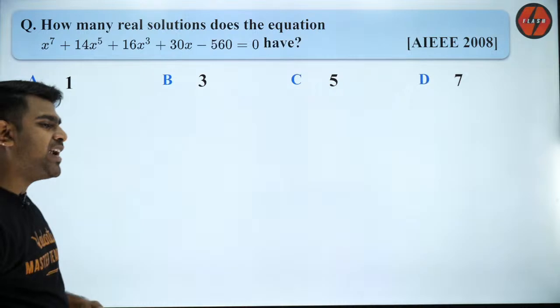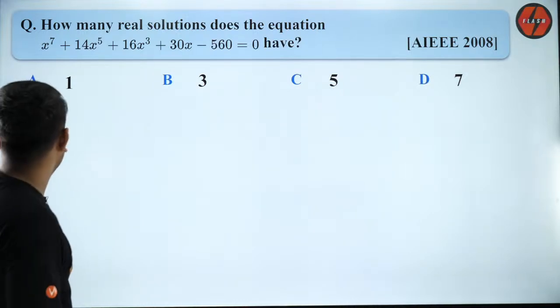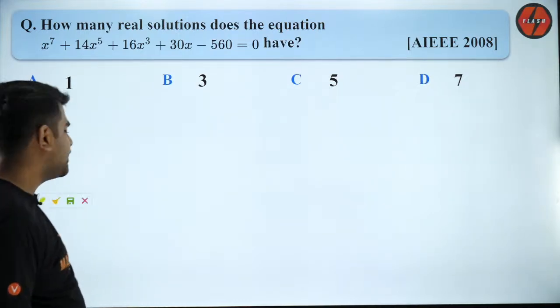Perfect. So shall we get started? Okay, let's do it. What is the answer? Any comments?